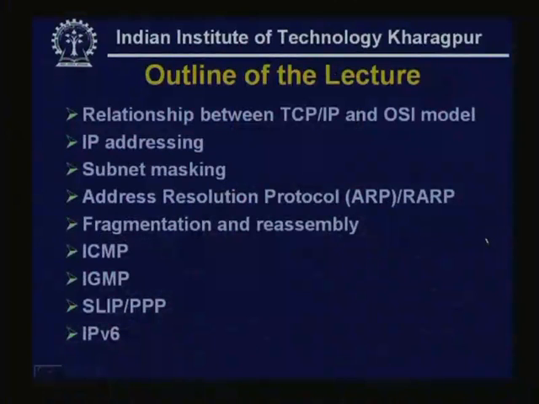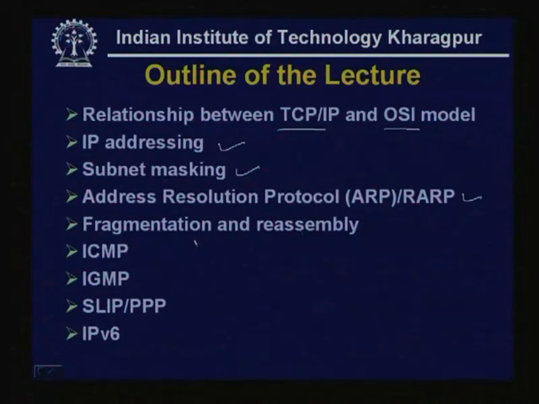We shall continue our discussion on Internet and Internet working. Here is the outline of today's talk. First, we shall discuss the relationship between TCP/IP and the popular OSI model. Then we shall discuss various issues related to Internet working, for example, addressing, particularly IP addressing. Then in that context, subnet masking, and also the address resolution protocol, ARP and RARP.